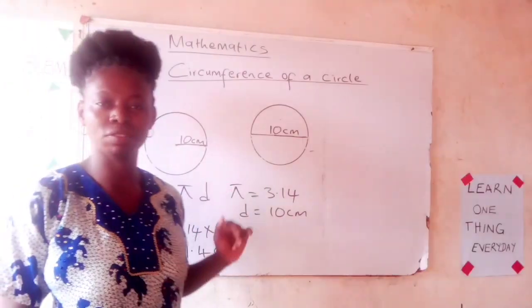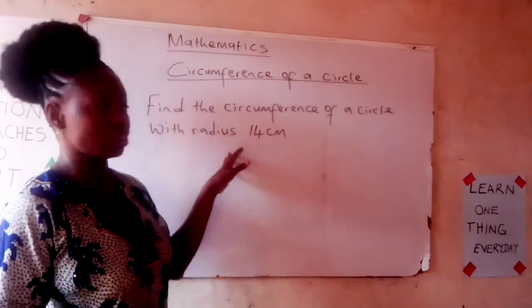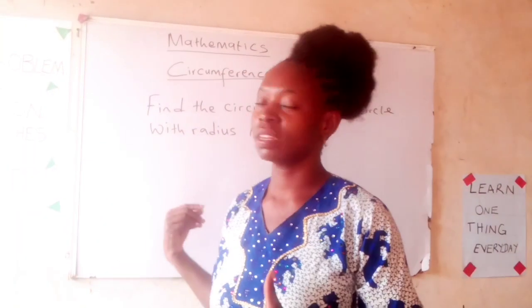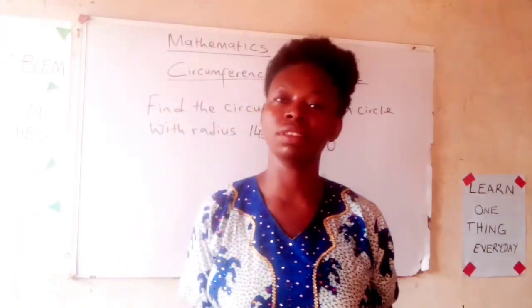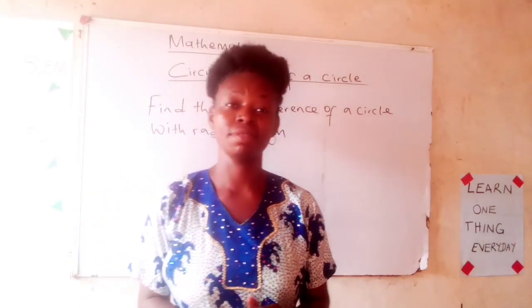So let's go back to the board. I'm going to give you a question to solve. Find the circumference of a circle with radius 13 cm. Please solve this and put the answer in the comment section. If you find anything difficult, play back the video. You're going to find each step very, very easy.